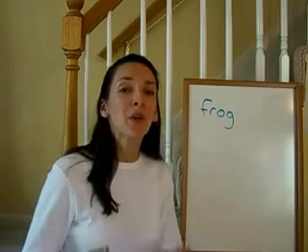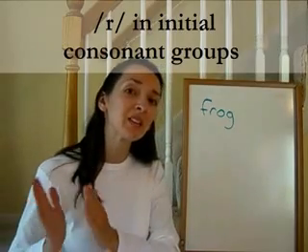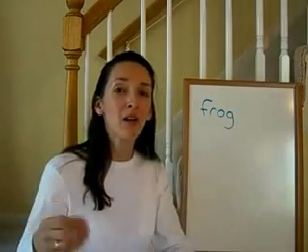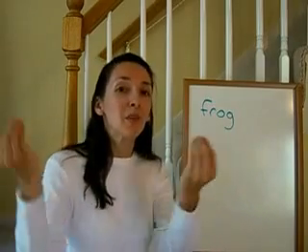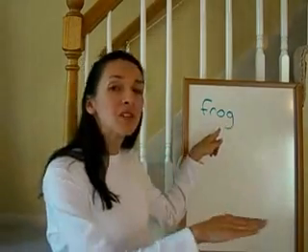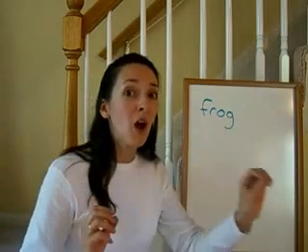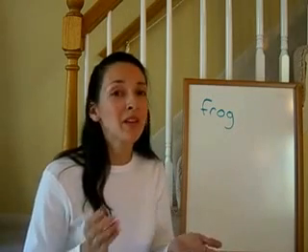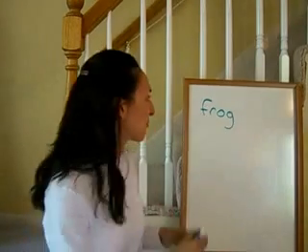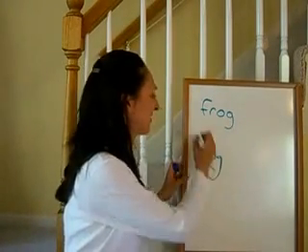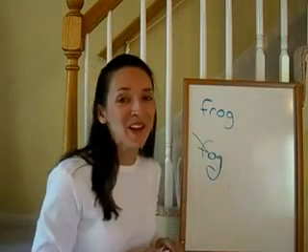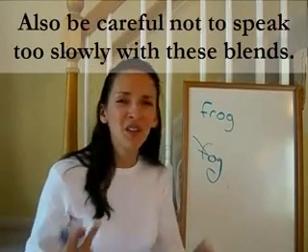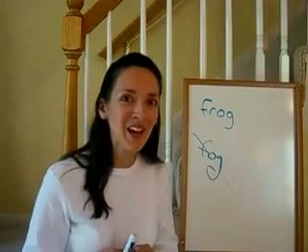So now let's talk about R when it appears with other consonants at the beginnings of words. For example, in the word frog, we have F and R. They blend together and go into the next vowel sound. Frog. Be careful. If you go too fast, people may not hear R, and you're going to say a different word. Fog. And that's not right. And if you go too slowly, you'll get something like frog, 2 syllables, and that doesn't sound correct either.